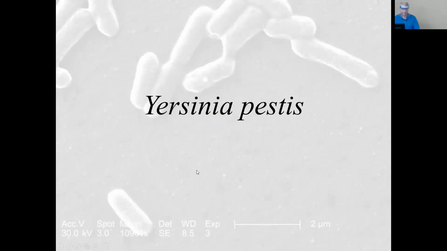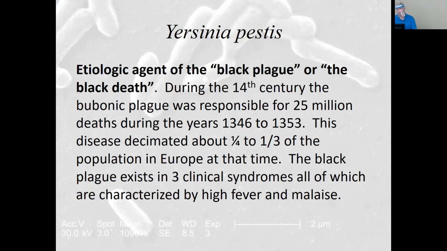This is probably the more famous of the Yersinias. This is Yersinia pestis. And we know this as the what? The Black Plague. The etiological agent of the Black Plague during the 14th century, bubonic plague, was responsible for 25 million deaths, from 1346 to 1353. It decimated about a quarter to a third of the population of Europe. The Black Plague exists in three clinical syndromes, all characterized by high fever and malaise.